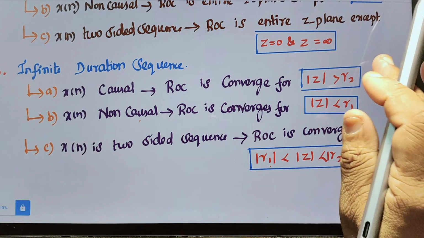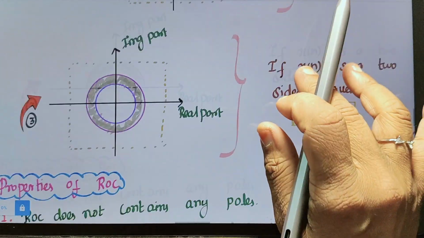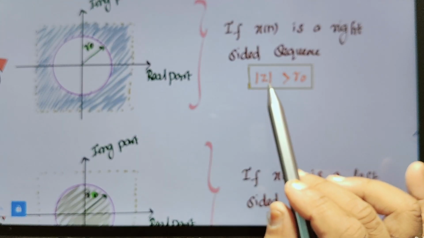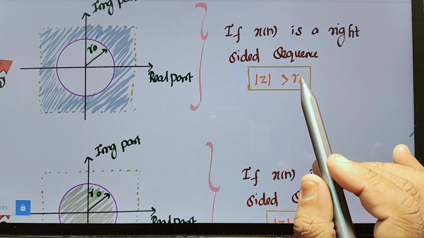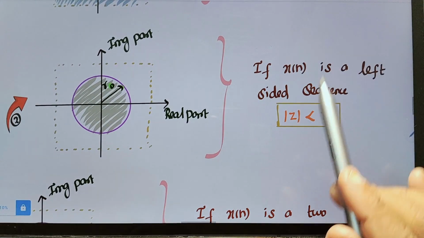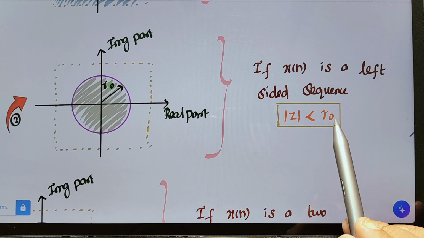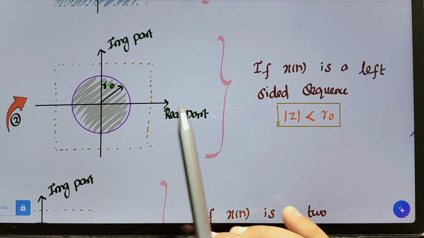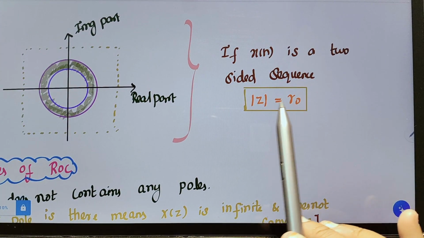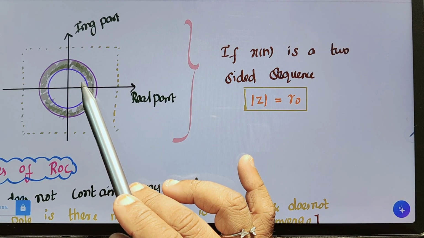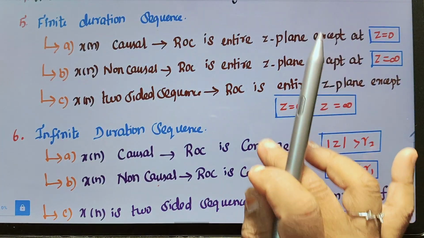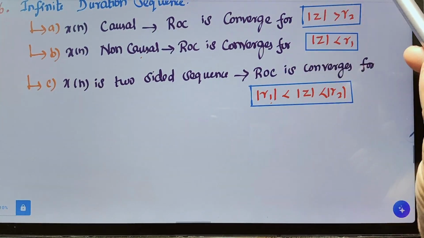Okay. Refer the diagram. Infinite sequence means here, see here, this is a greater one. Modulus of Z greater than R naught, so outer area. Here modulus of Z less than R naught. Here R naught means R2, R1 both are same. Alright, inner side. In case of two-sided, they have both R1 and R2. So the inner circle R1, outer circle R2, so in between the range. This is for the infinite duration sequence.